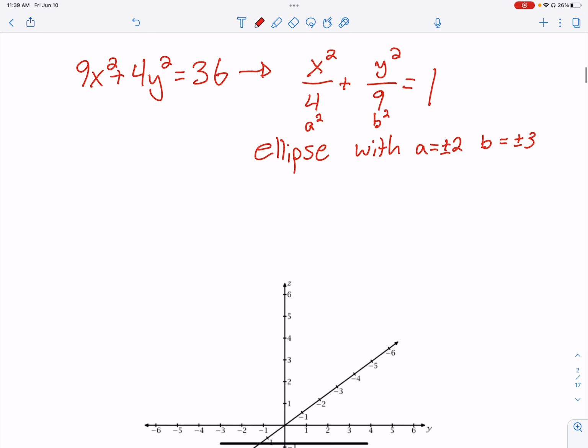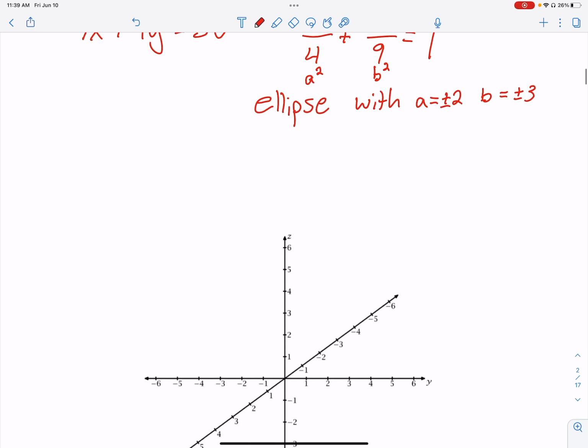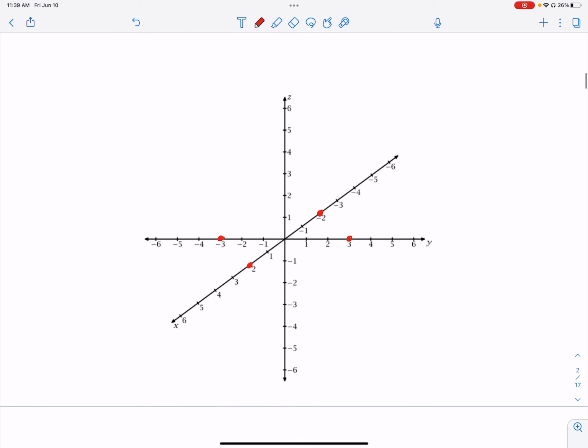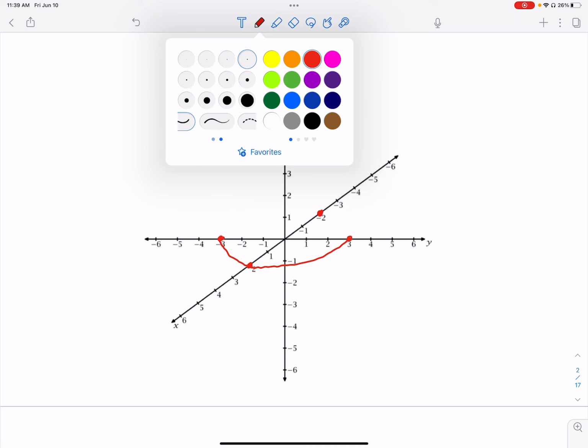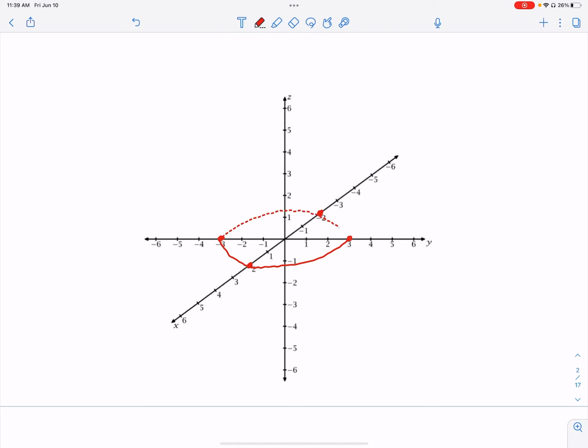So let's take a look at our picture. Our x and our y are the flat ones. So what I do is in my x direction, I plot 2 and negative 2. In the y direction, I plot negative 3 and 3. And I get an ellipse. So I will do my best to draw this. There's the dotted one for the other one. And yours may be more, it may look better, actually.